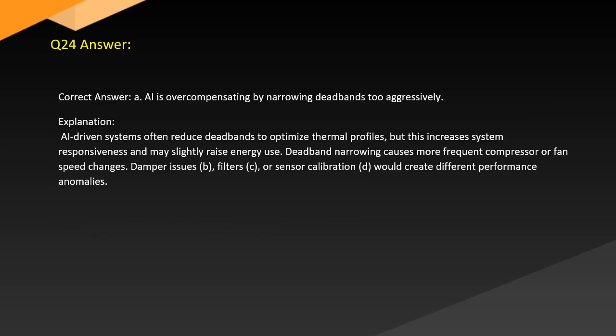Answer. Correct answer: A. AI is overcompensating by narrowing deadbands too aggressively. Explanation. AI-driven systems often reduce deadbands to optimize thermal profiles, but this increases system responsiveness and may slightly raise energy use. Deadband narrowing causes more frequent compressor or fan speed changes. Damper issues (B), filters (C), or sensor calibration (D) would create different performance anomalies.